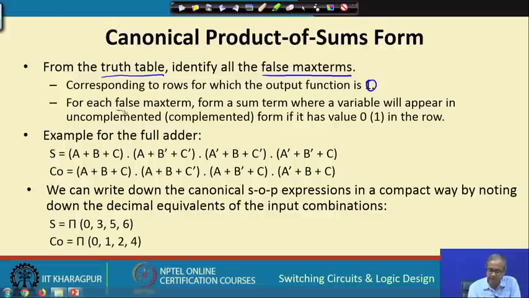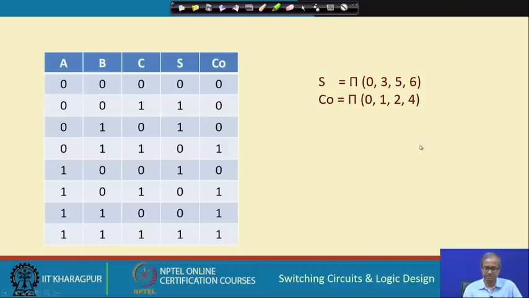Then for every false minterm, you form a sum term, but now the sum terms are reversed in polarity. That means, if it is 0 in the truth table, you use it in uncomplemented form. If it is 1, we use it in complemented form. I will take an example of the full adder and explain, right. So, the expressions for the full adder are shown. Let me go to the next slide, show the example and then again come back. So, the truth table is shown here, right.